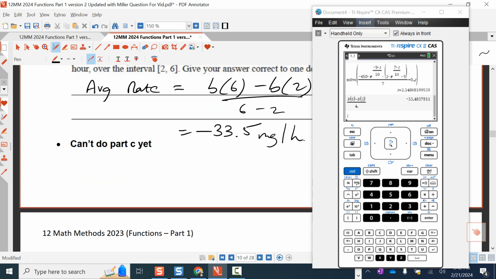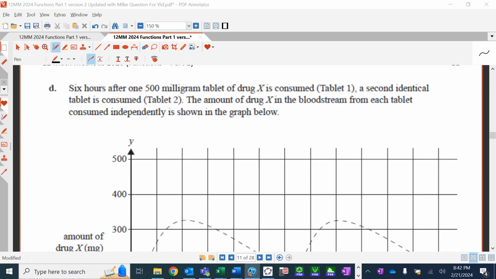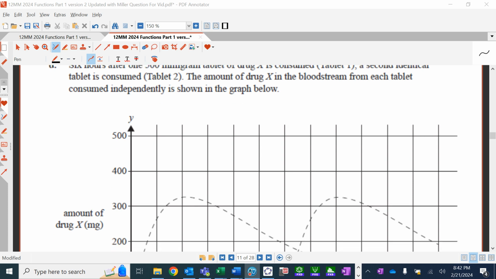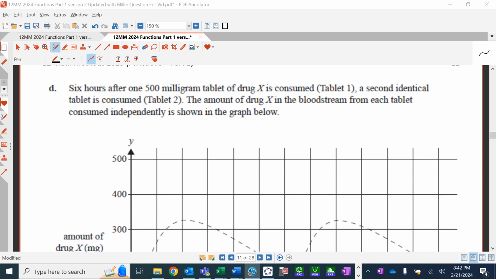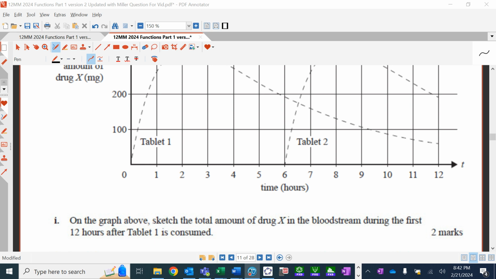Okay, part C, I can't remember what that was. It might have been integral or something like that. Okay, 6 hours after one 500 milligram tablet of the drug is consumed, a second identical tablet is also consumed. The amount of the drug is shown independently below. Okay. So on the graph above, sketch the total amount of drug X in the bloodstream in the first 12 hours after tablet 1 is consumed.